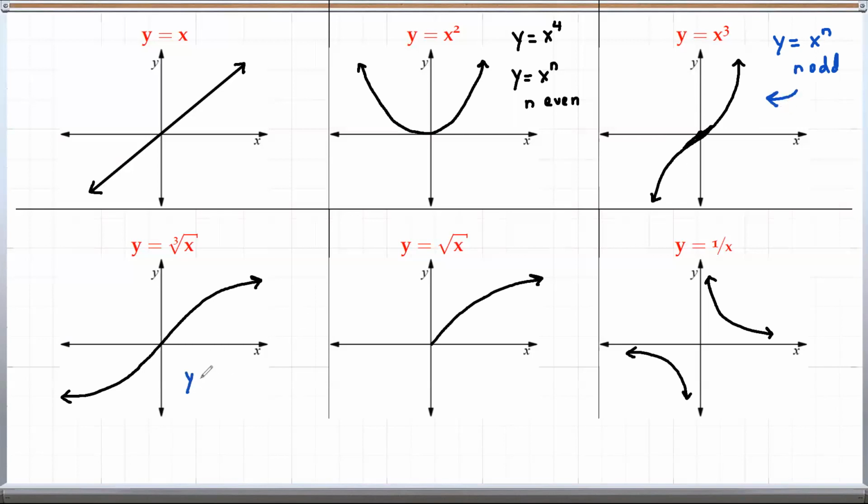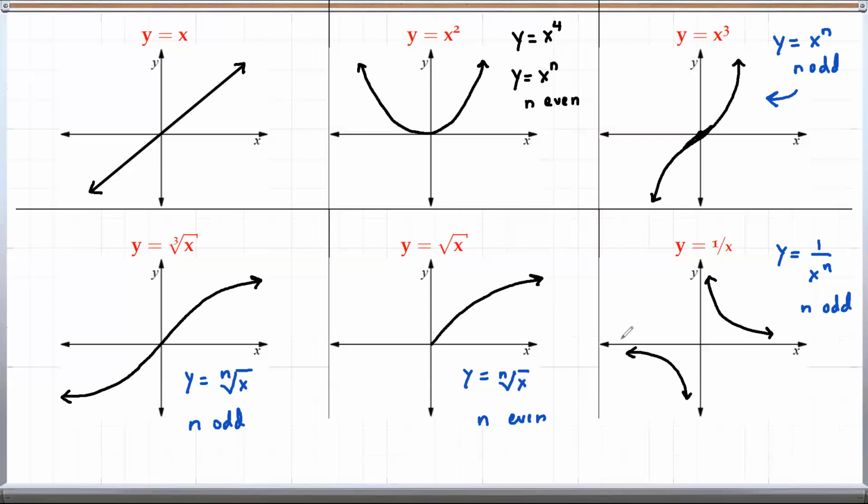If you have y equals nth root of x with n odd, the graph will again look like this one. If you have y equals nth root of x with n even, it will look like this one. And over here, if you have y equals 1 by x to n with n odd, the graph will look like this one.